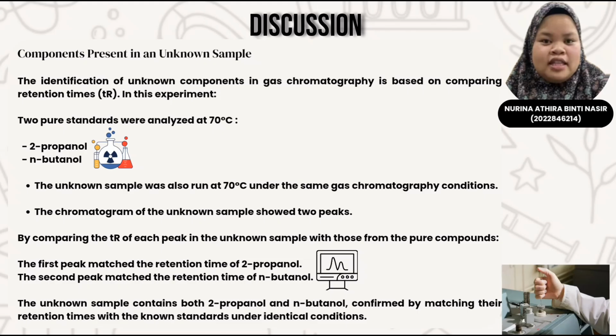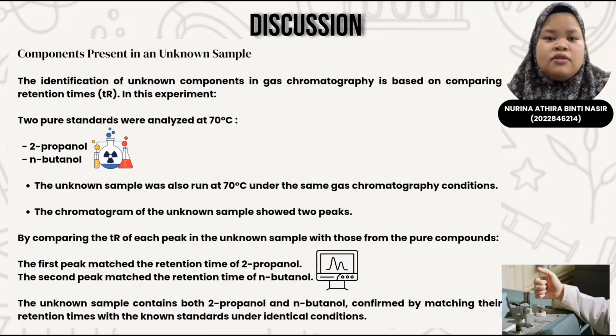Hi, my name is Nurina Atira binti Naseh, and first I will explain how we identify the components in an unknown sample using gas chromatography. We begin by analyzing two known compounds, which are 2-propanol and N-butanol. These were injected separately into the gas chromatography system at a constant column temperature of 70 degrees Celsius. Each compound produced a single peak with a specific retention time.